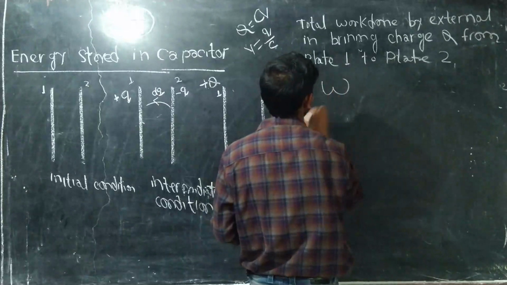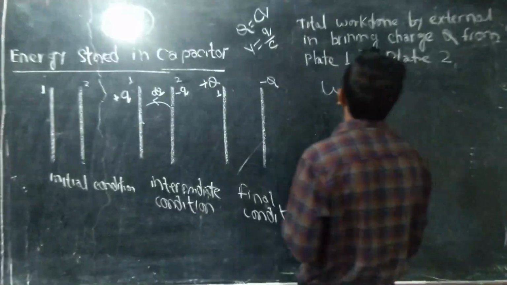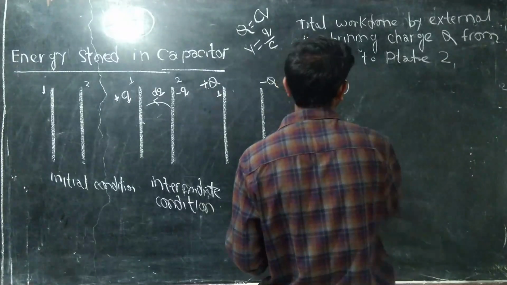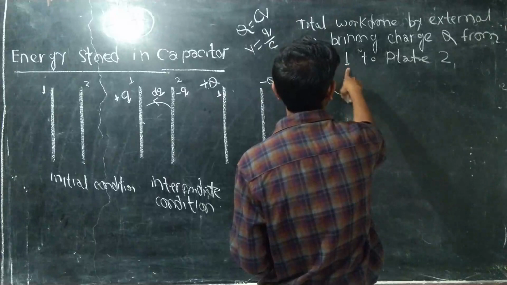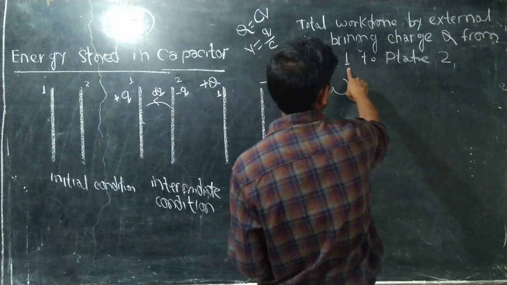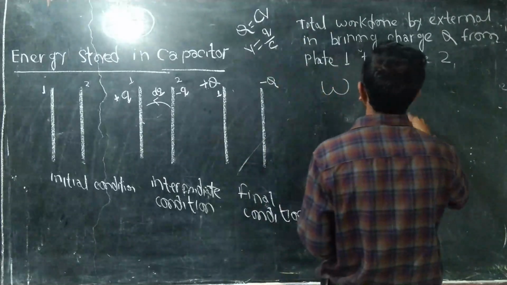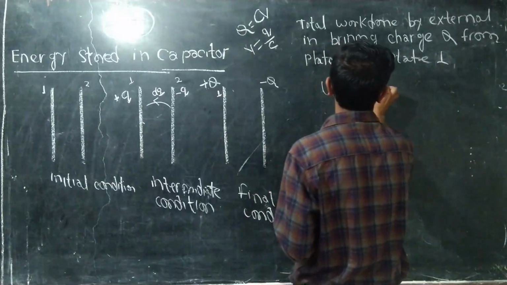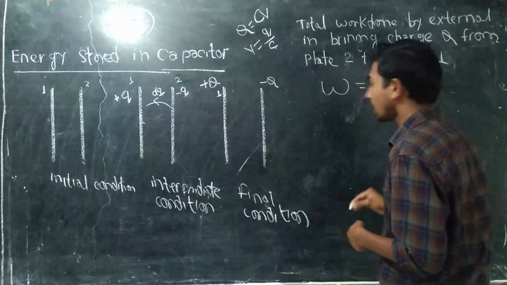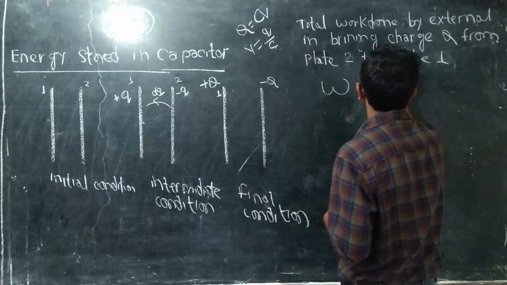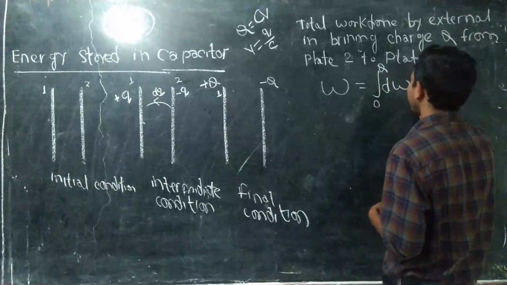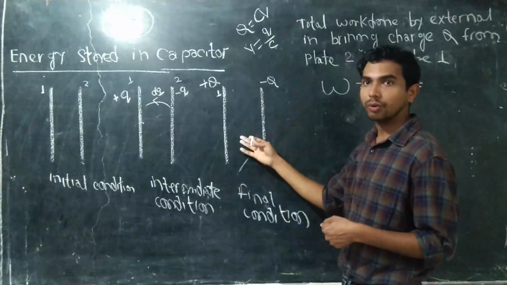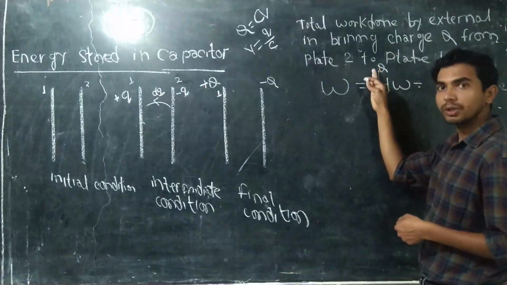And suppose that work done is W, and that W will be the total work done by an external agent in bringing charge from plate 2 to plate 1. dW is the integration of this, and the lower limit is 0 and the upper limit becomes Q, because the initial charge of the capacitor was 0 and the final charge becomes Q.